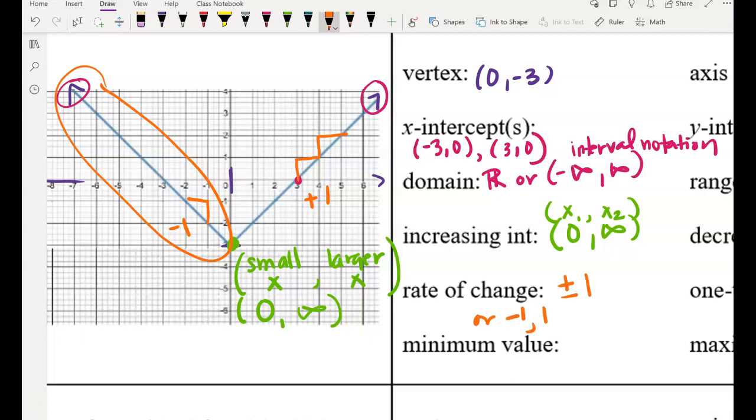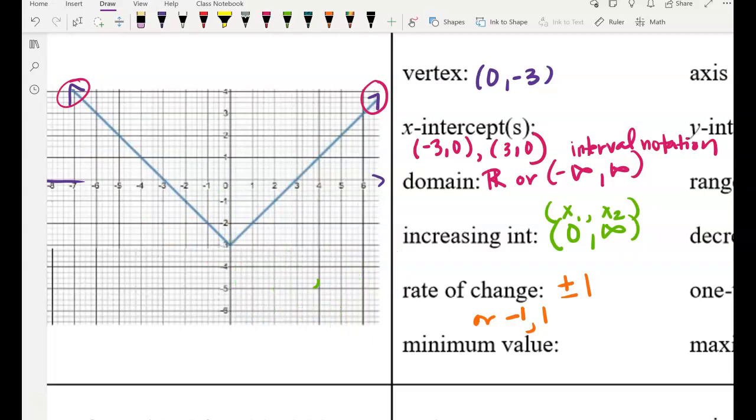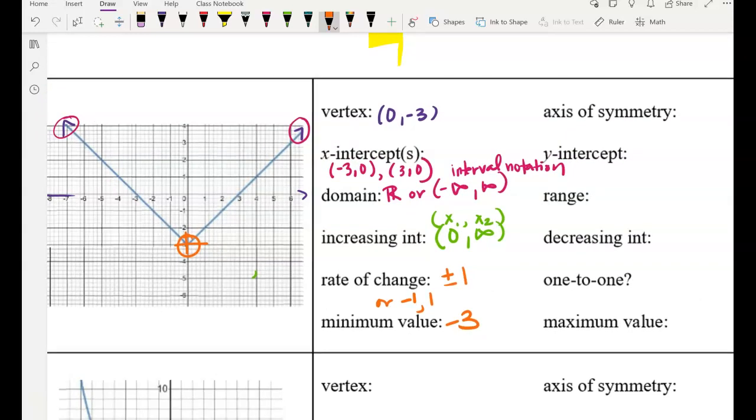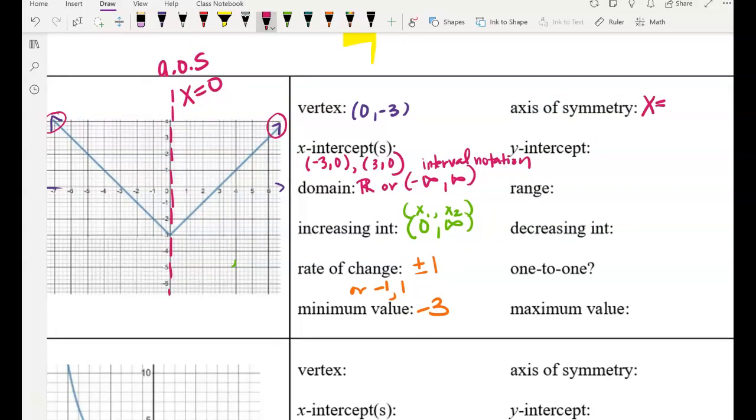Okay. Minimum value. Minimum value is the lowest value. And we're going to use the y value. So the minimum lowest value is -3. Axis of symmetry. Axis of symmetry, based on your definition, is a line that divides the graph into exactly 2 equal halves. So that means here's the line right here. That is the axis of symmetry. And this line is called x equals 0. And the reason it's called x equals 0 is because it intersects the x-axis. So axis of symmetry is x equals 0.